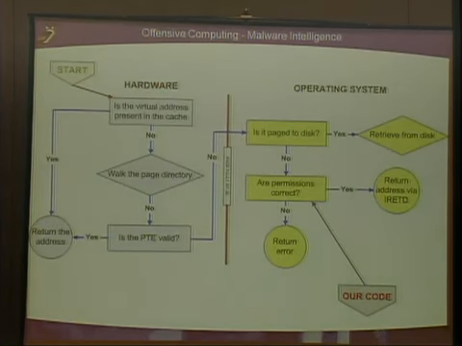So we have this diagram of how things happen. The first thing that happens is that we start with a virtual address, and the hardware tries to resolve it. At that point, if it's not valid, it kicks it over to the operating system, checks to see if it's in the disk, checks to see if permissions are correct, and if not, it returns the address or it returns the error. So our code fits right into that permissions code.